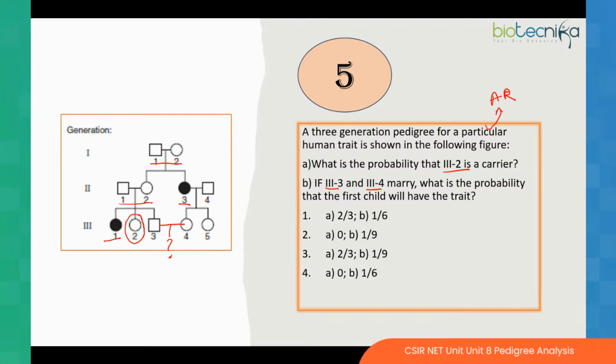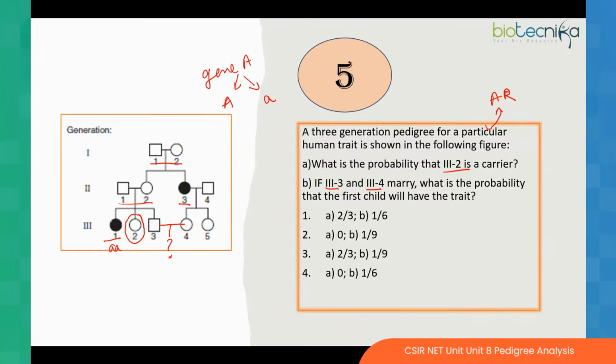Now that you have deciphered that it is autosomal recessive, what is the probability of 3 2 being a carrier? 3 1 is affected. Let's say that it is gene A, which has two alleles, capital A which is dominant and small a which is recessive. So the genotype of 3 1 will be small a small a.